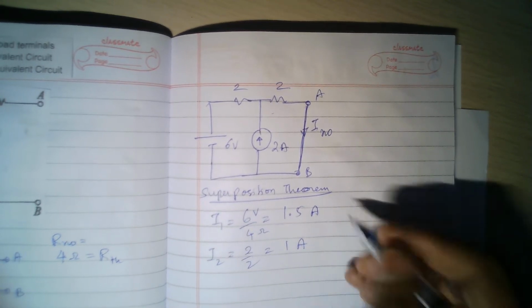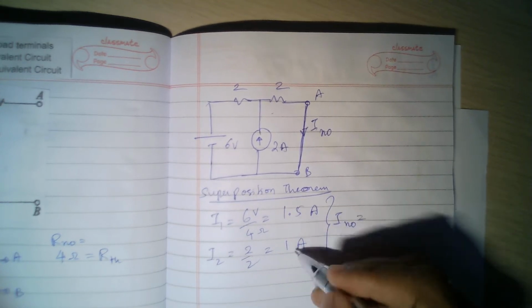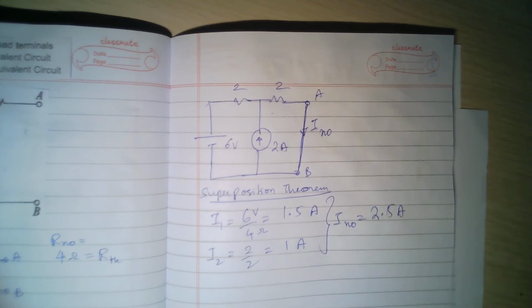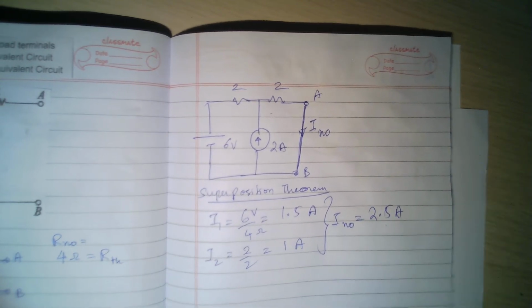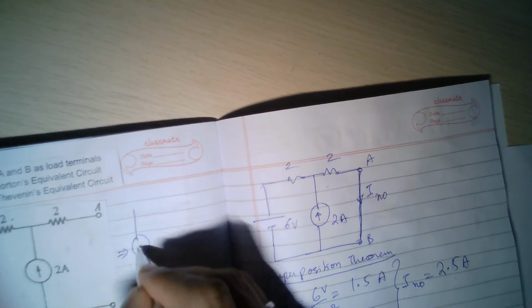Now what will be the total current? We have INO, Norton's current. It's nothing but the addition of these two: 1 plus 1.5, we have 2.5 amperes. So now I have Norton's current and I have Norton's resistance, so I can draw an equivalent circuit. How do I draw the equivalent circuit? Like this.